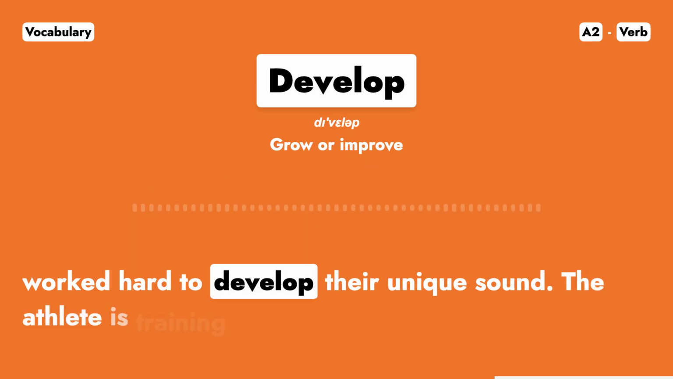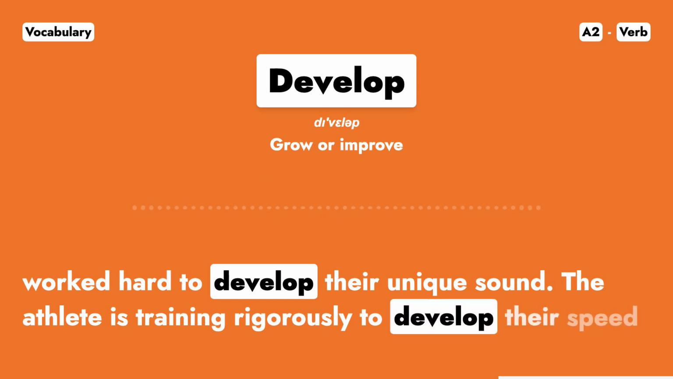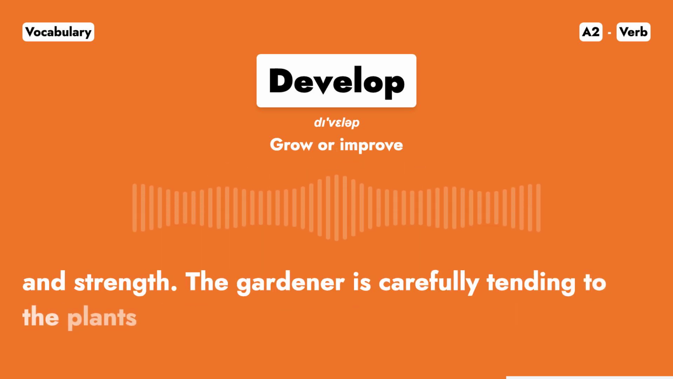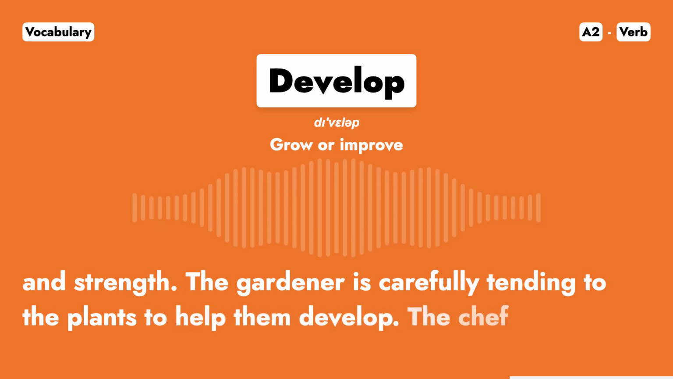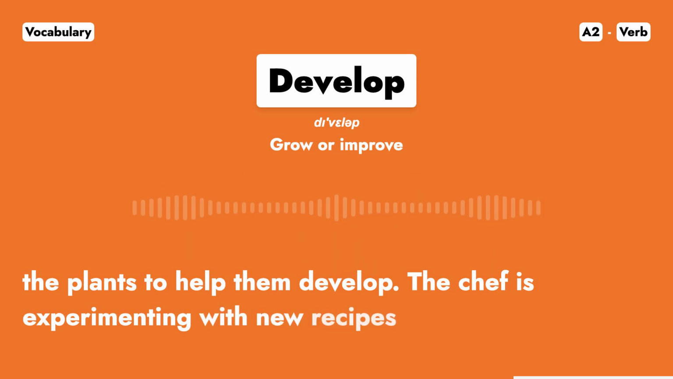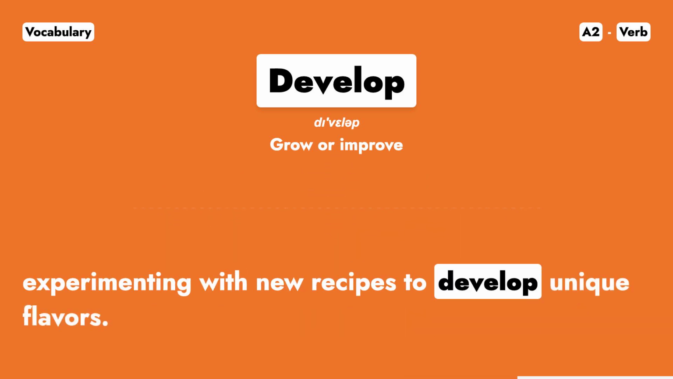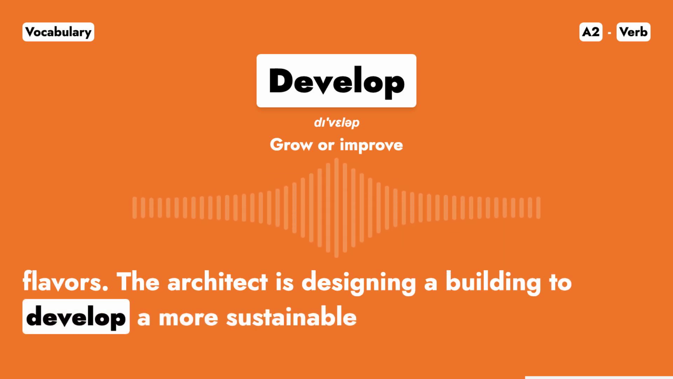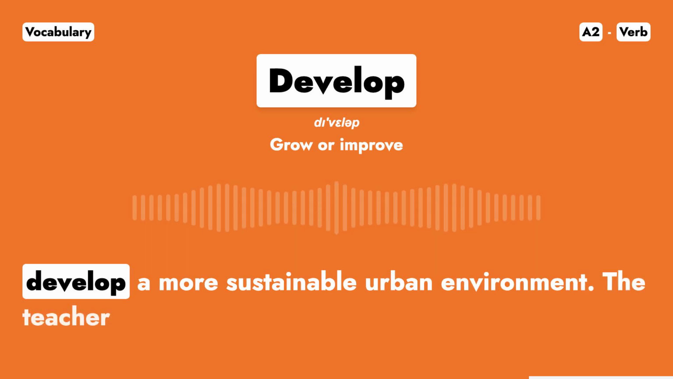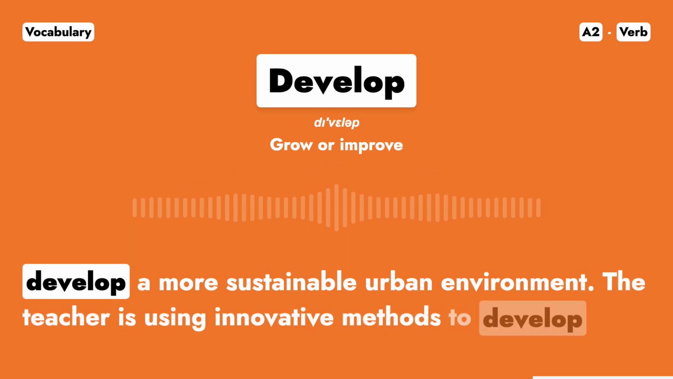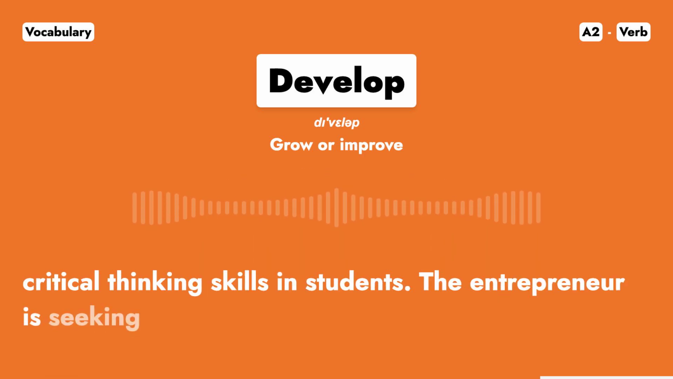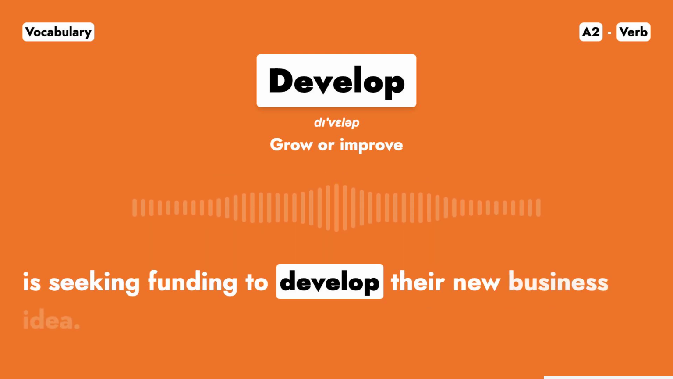The athlete is training rigorously to develop their speed and strength. The gardener is carefully tending to the plants to help them develop. The chef is experimenting with new recipes to develop unique flavors. The architect is designing a building to develop a more sustainable urban environment. The teacher is using innovative methods to develop critical thinking skills in students. The entrepreneur is seeking funding to develop their new business idea.